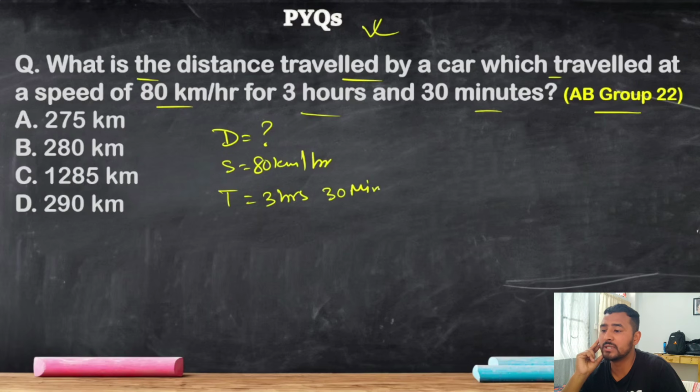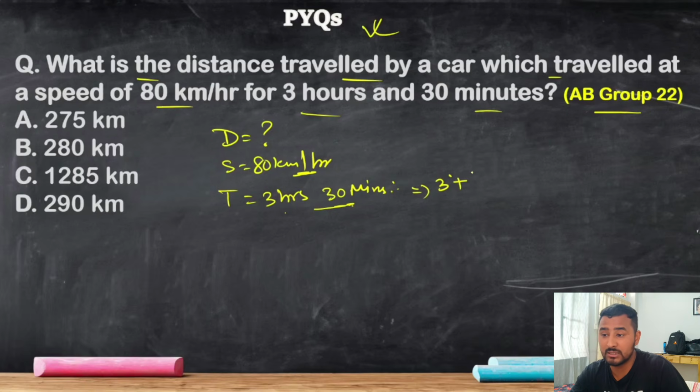Okay, now see, I told you, you have to check the conversion first. Check the unit. It is kilometer per hour, but the time is 3 hours 30 minutes. So how will we convert? First thing, you should convert 3 hours 30 minutes.